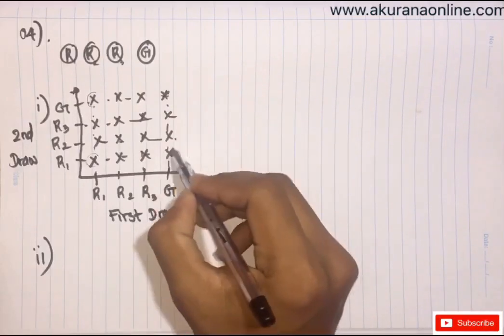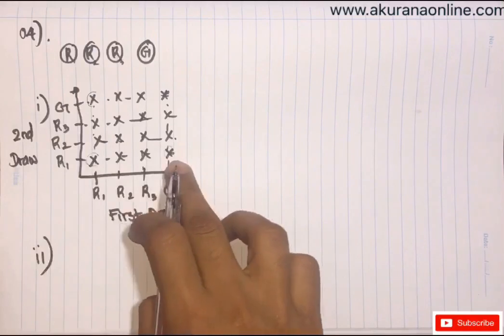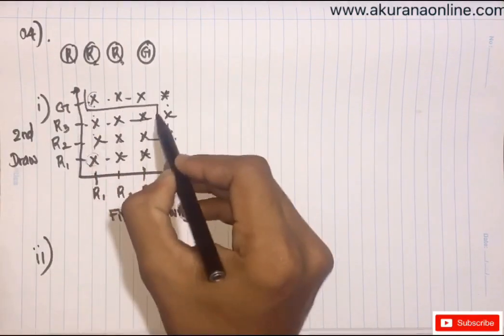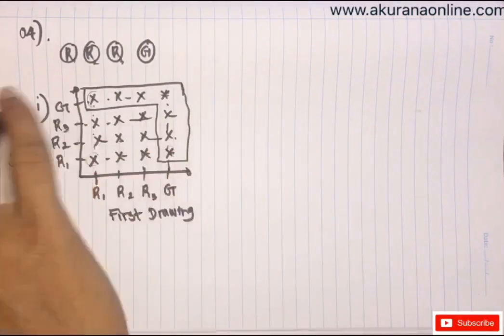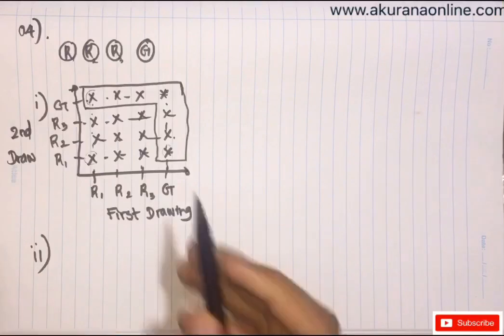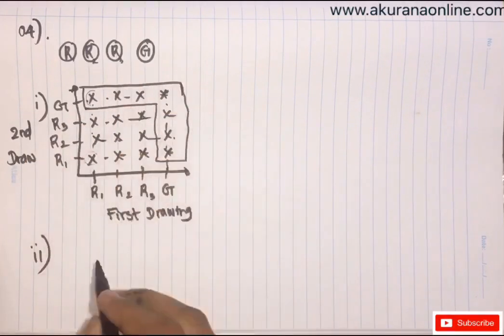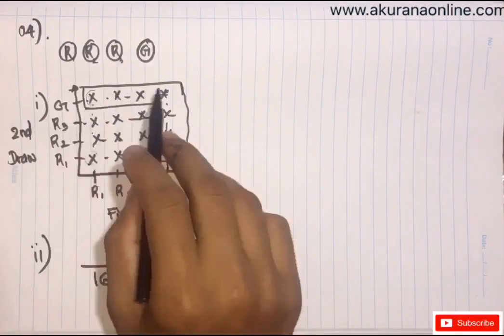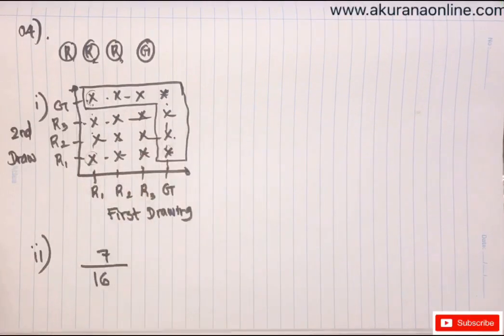Now let us think about this event. In the first drawing you get green, and in the second drawing you get red. Therefore the possible events are all these. So they have asked you to mark and also to write. In writing, altogether there are how many events? Altogether 16. And in the numerator you should write the number of events, 1, 2, 3, 4, 5, 6, 7. Therefore the answer will be 7 over 16.